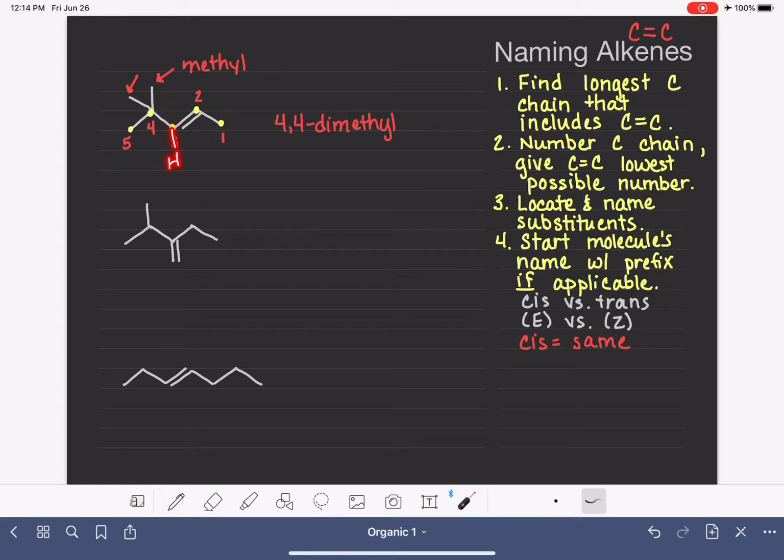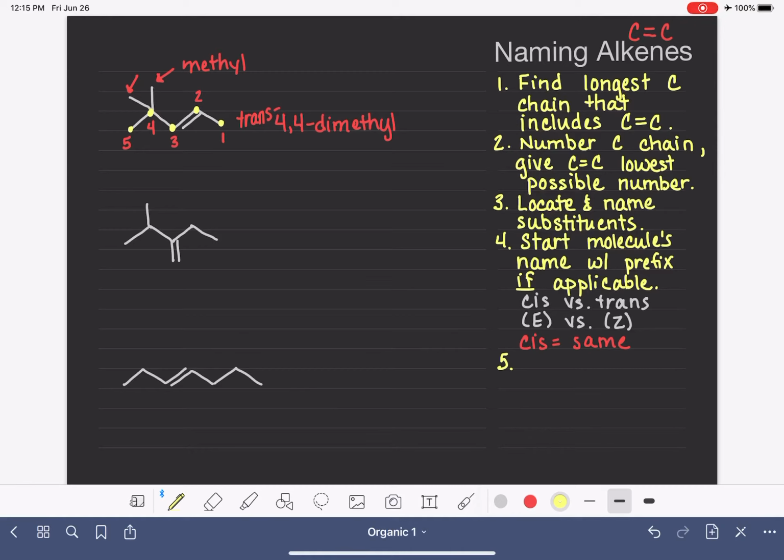We have a hydrogen atom on both sides of the double bond. They are on opposite sides of the double bond. So this is trans. They're not on the same side, they're on opposite sides. So this is a trans molecule, trans 4,4-dimethyl. And if you are rusty on cis versus trans, just go back to some of the previous videos where we covered that. And then now we're ready for the parent name of the molecule.